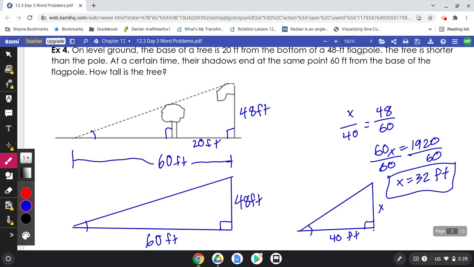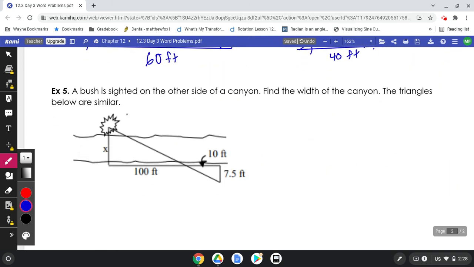All right, almost done. Last one. It says the bush is sited on the other side of a canyon. Find the width of the canyon. The triangles below are similar. So we know they're similar. One way we can prove that here, we get a right angle, or we can see what matches up. These are vertical angles, so they're congruent. So this is kind of a rotation, and it was dilated.